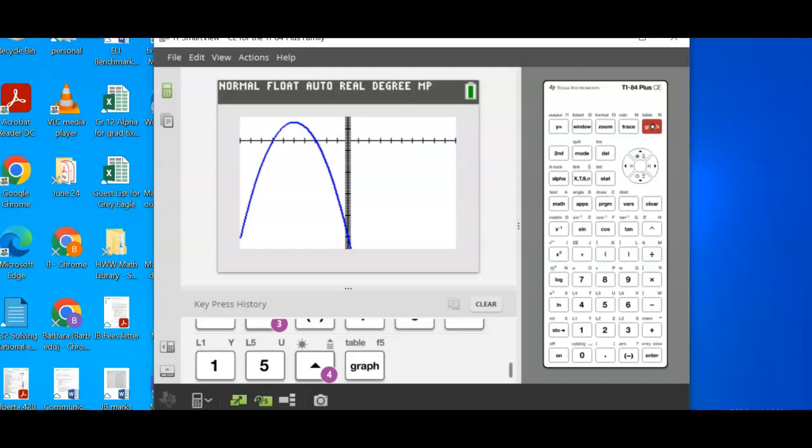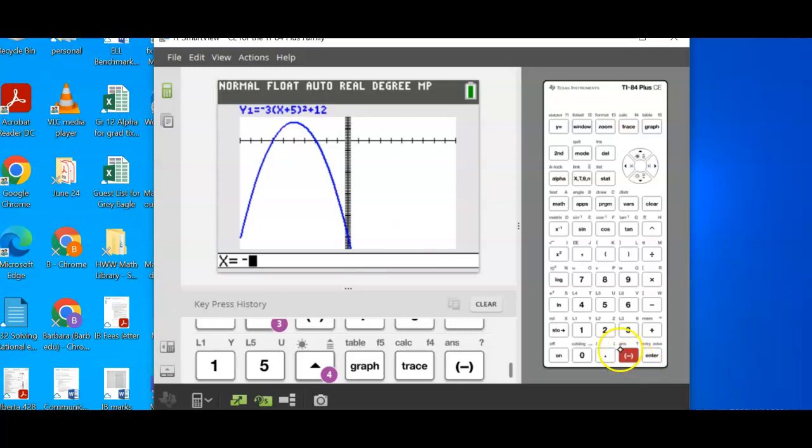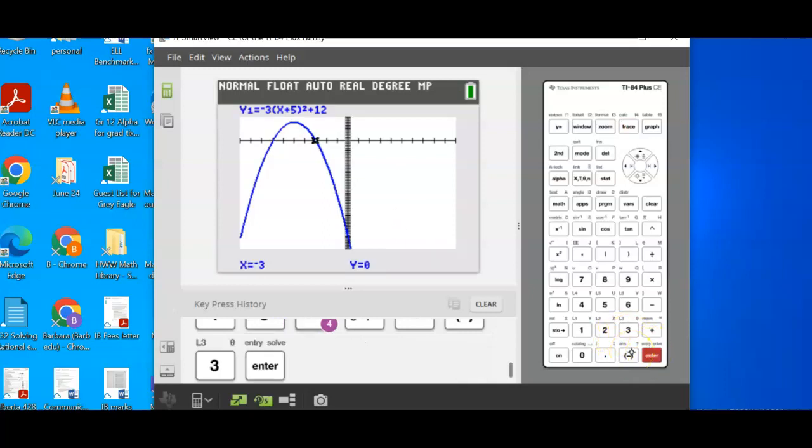And then if you go trace, it often goes right to the y-intercept, which it does. If you think the x-intercept is negative 3, sure looks like it is. If I go trace negative 3 and I get 0 for my answer, I know that that's an x-intercept. X-intercepts have y equals 0.